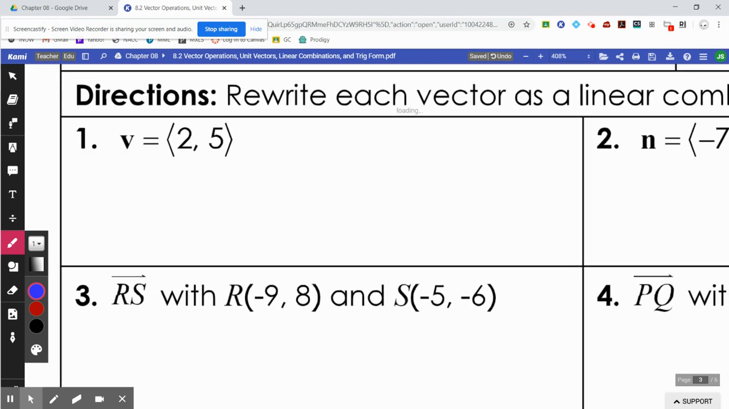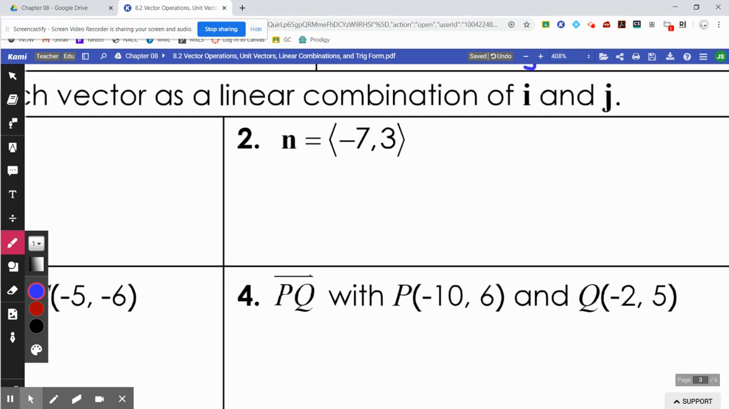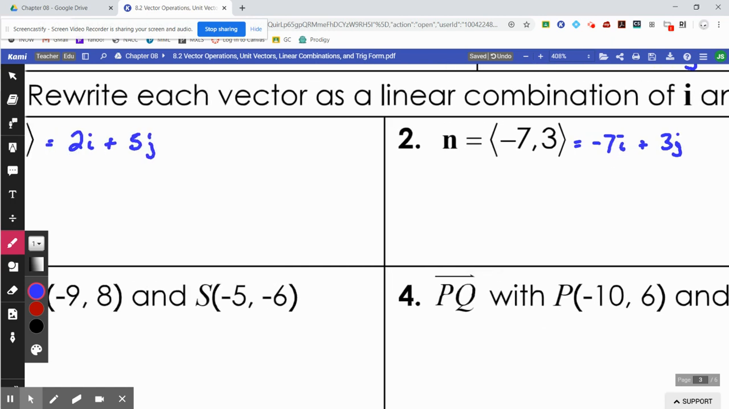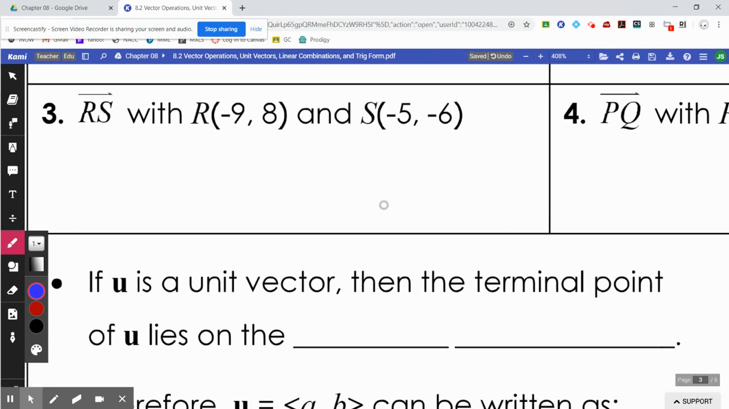So each vector now we can rewrite as a linear combination very easily. Again, this is just another way of writing a vector. If you ever see 2, 5 written as 2 times i plus 5 times j, it means the same thing as your x component is 2, your y component is 5, where i again is 1, 0, and j is 0, 1. So it's the exact same thing. So vector n, negative 7 comma 3, sometimes will be seen written as negative 7i plus 3 times j. Same thing. Now, do not get this confused with the imaginary number i. It is not the same i. This i is 1 comma 0 as a vector. It's a unit vector.